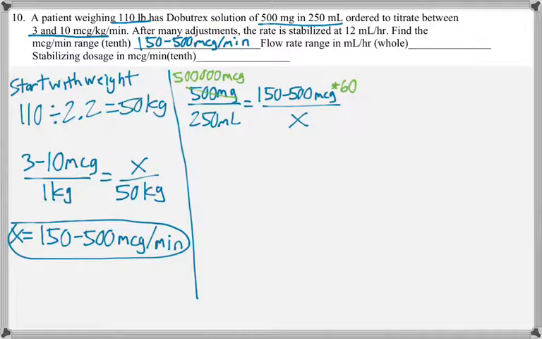So 250 times 150 times 60 divided by 500,000, and we get 4.5, to 250 times 500 times 60 divided by 500,000, 15. But they want us to round this to the nearest whole number. So this will be 5 to 15 mLs per hour.